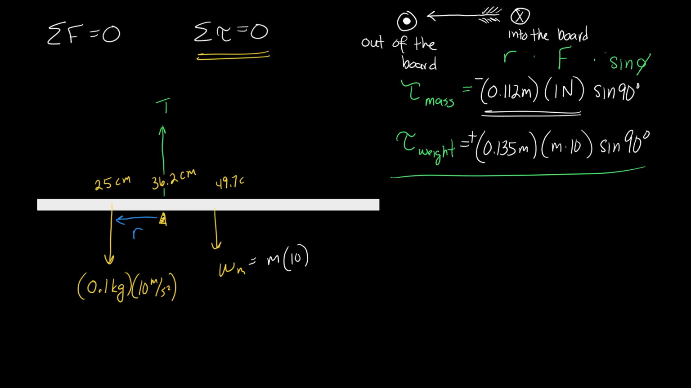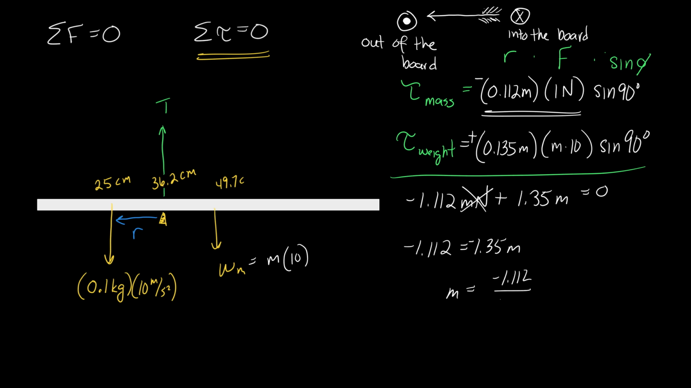The first vector, 1 times 0.112, is going to be negative 1.112 meters times newtons. Our next vector, plus 10 times 0.135, so 1.35 m, has to sum to be equal to 0. Now, this mN is just the units, so let's ignore it for a minute. I'll get negative 1.112 equals 1.35 m. So m is going to be, I'm sorry, this will be negative because I moved it over to the other side. So negative 1.112 divided by negative 1.35.